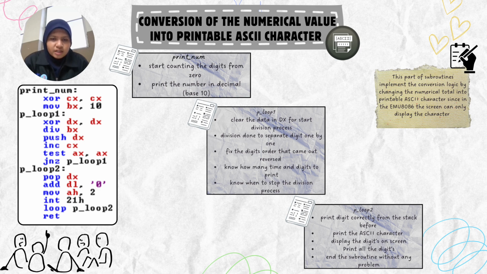For the p loop 2 section, it prints the correct digit that was already done at p loop 1 from the step before, and prints the ASCII character on the screen in decimal, so the human can understand it. This part is also one of the crucial parts of the code because it converts the numerical value already calculated by the computer back into an ASCII character as an output. As we know, the EMU8086 can only display characters, which are ASCII characters. That's why the p loop 1 and p loop 2 sections were very crucial for this project.